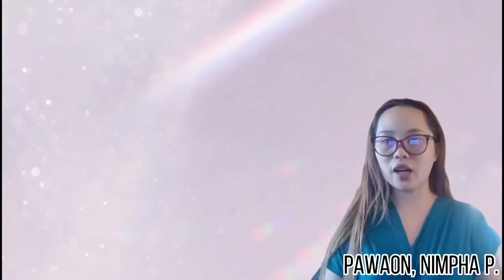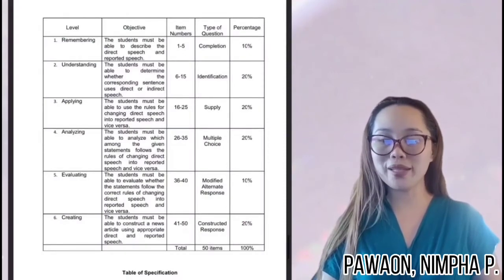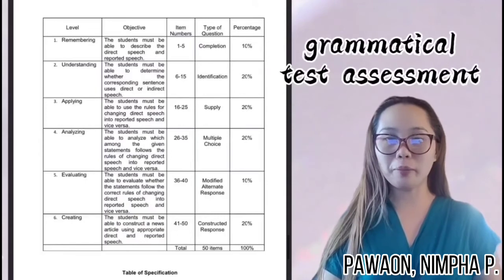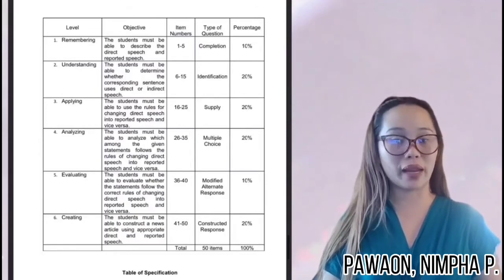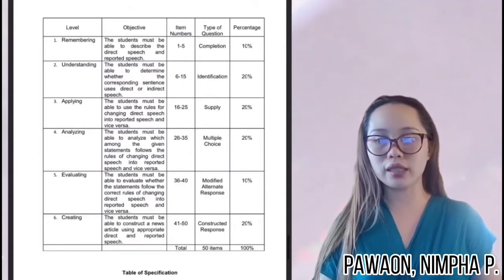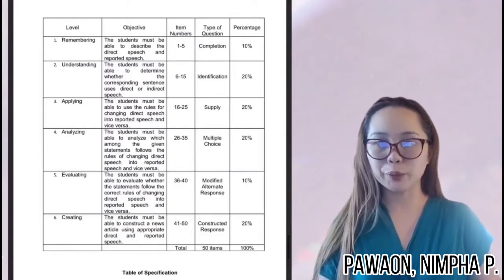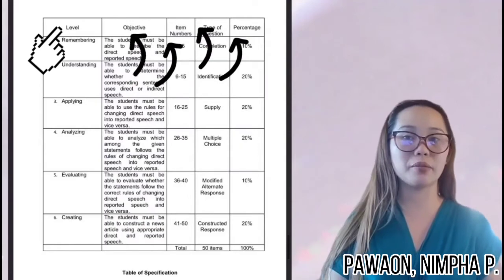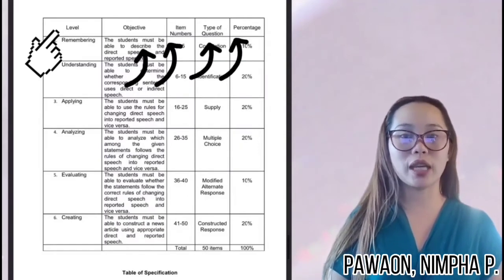Now here is our table. To be more precise, our assessment is a grammatical test. Our primary focus is in the cognitive domain. Now as you can see in this table, we have level, objective, items, numbers, type of question, and percentage.